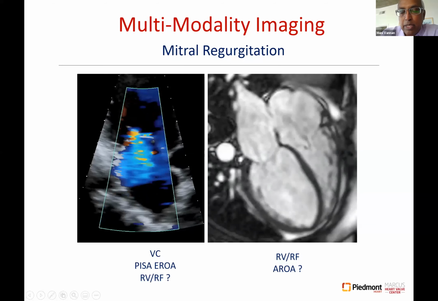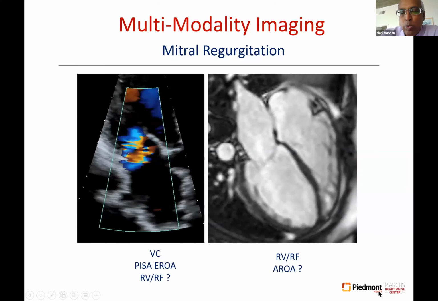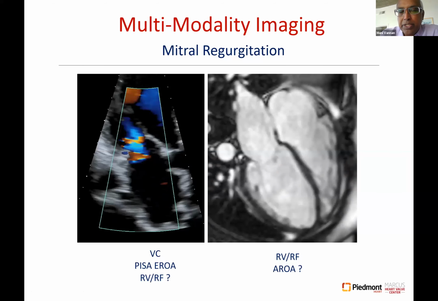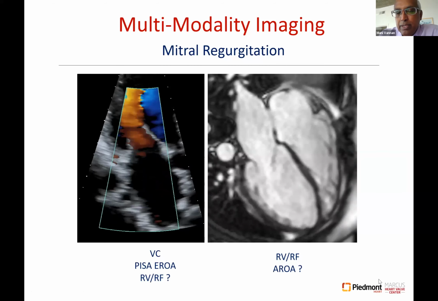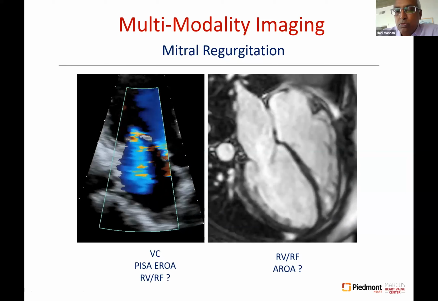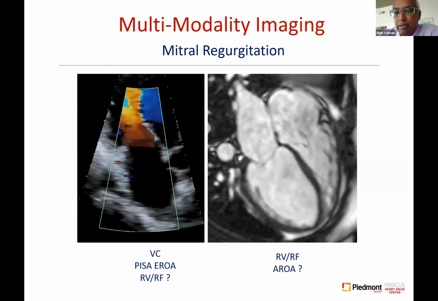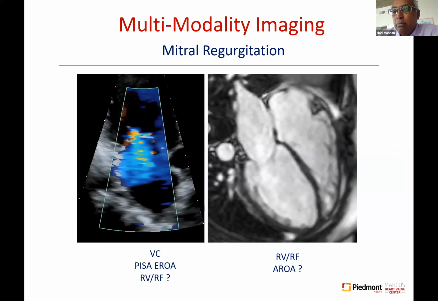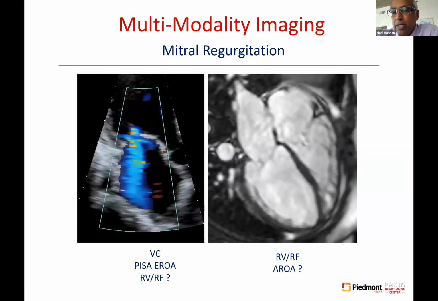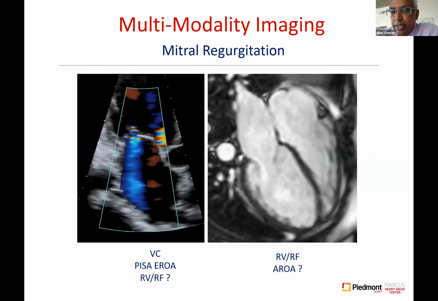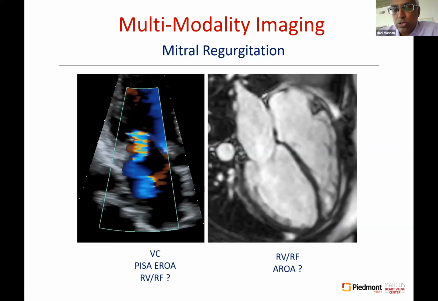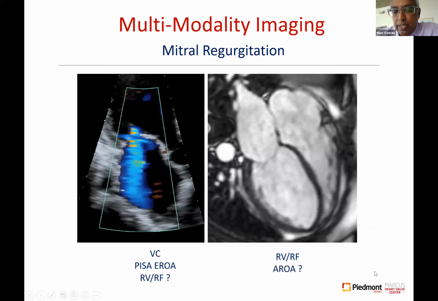Vena contracta, semi-quantitative, PISA EROA, quantitative, and perhaps regurgitant volume and regurgitant fraction by 2D echocardiography, which is not done routinely. In MRI, the basis for using MRI to quantify mitral regurgitation is centered around measurement of regurgitant volume and regurgitant fraction. There is a possibility to get anatomic regurgitant orifice area by planimetry of the cross-section of the mitral valve by MRI also, although this is not done routinely.